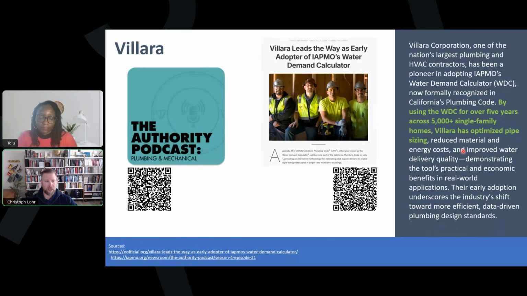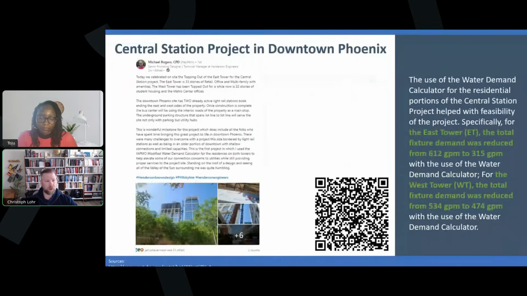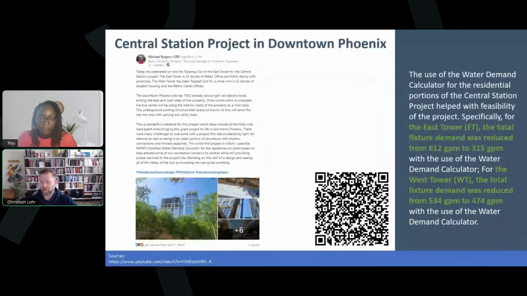They were getting code exemptions in the areas they were doing it, using it for over 5,000 single-family homes. As they've talked about both in IAPMO's official magazine and on our Authority podcast, which I hosted, they talk about just how much of a competitive advantage it was for them, and they just had a lot of success with the utilization of the water demand calculator even prior to its adoption in California.